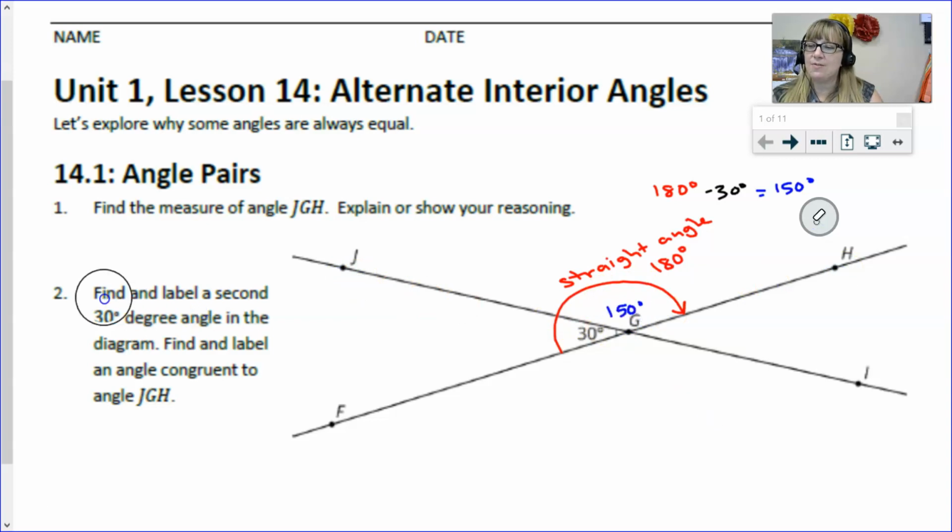When we continue on, it says find and label a second 30-degree angle in the diagram. And again, this is where the Lesson 9 summary is really going to be helpful. A second 30-degree angle can be found using the property known as vertical angles. Although we can also use some deductive reasoning, understanding that there's only one other acute angle, so this is probably the 30 degrees, we can prove that these are the same because they are vertical angles. So 30 degrees, and we're going to write this down. We know this because vertical angles are congruent.